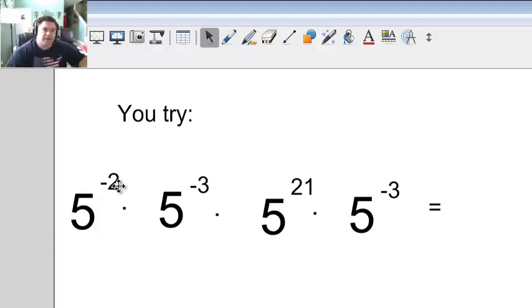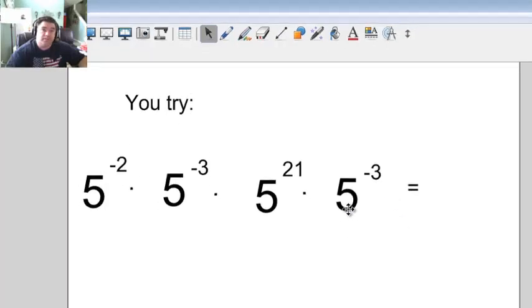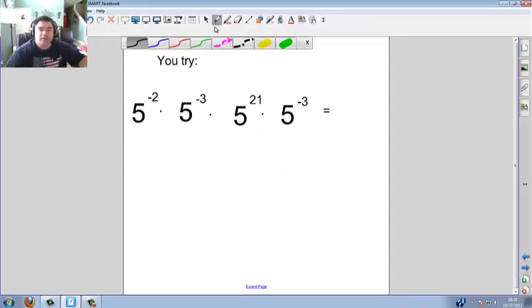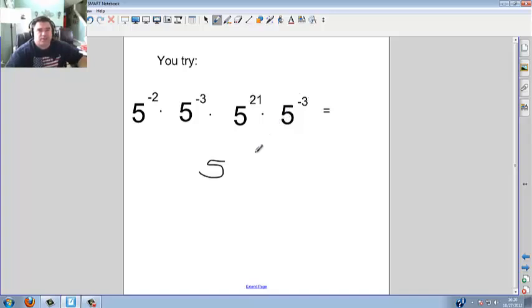You try. 5 to the negative 2nd times 5 to the negative 3rd times 5 to the 21st times 5 to the negative 3rd. Go ahead. I wonder if you had this. Let's see, negative 2, negative 3, negative 3 makes negative 8. 21 minus 8 is 13. So 5 to the 13th power. Let's go ahead and take a break.